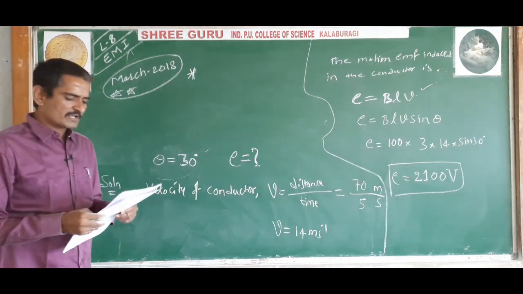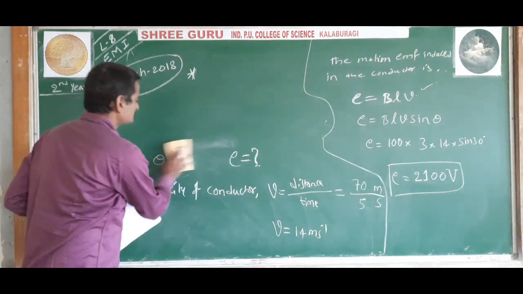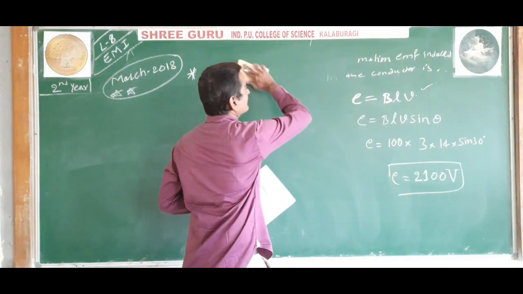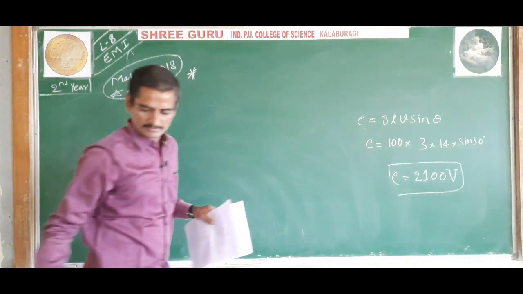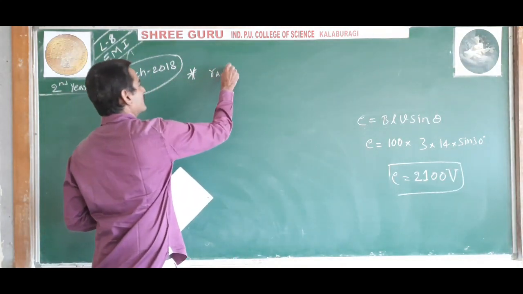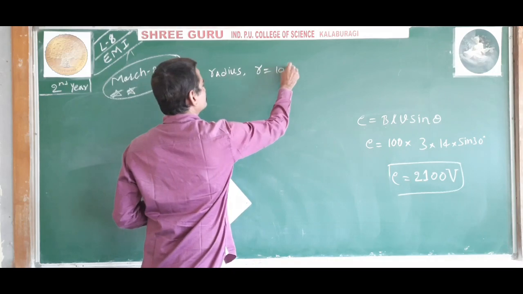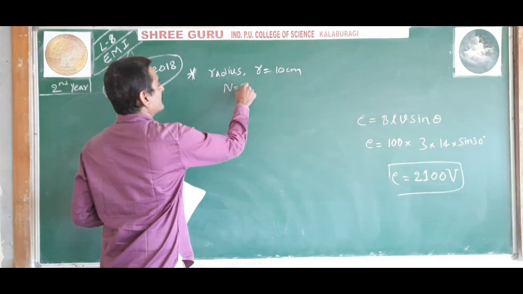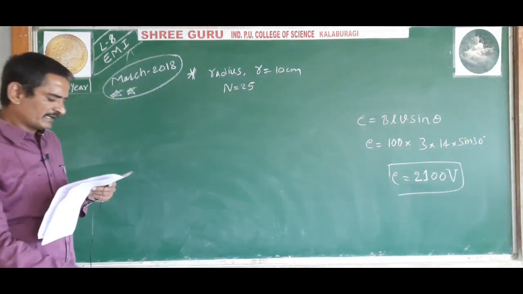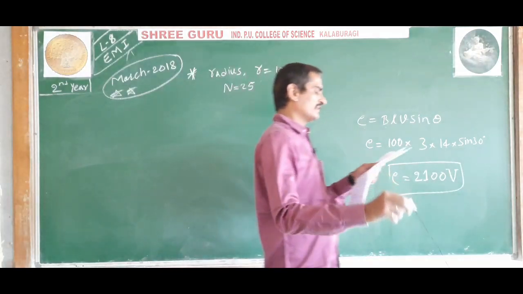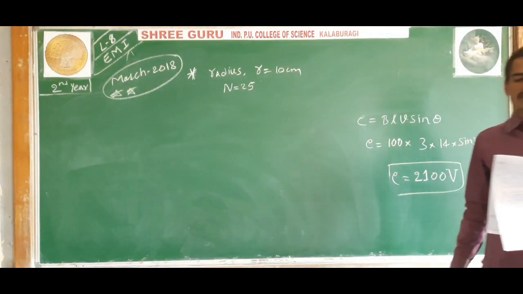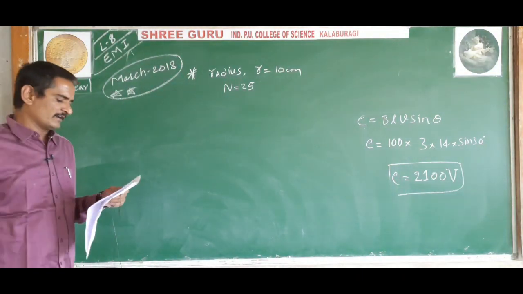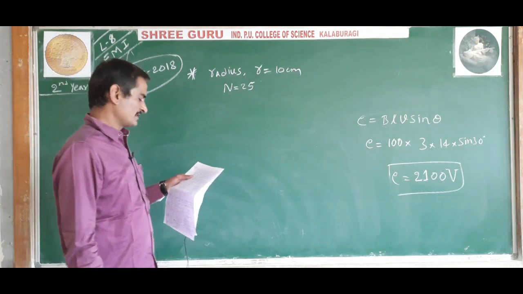A circular coil of radius 10 centimeter and 25 turns is rotated about its vertical diameter.